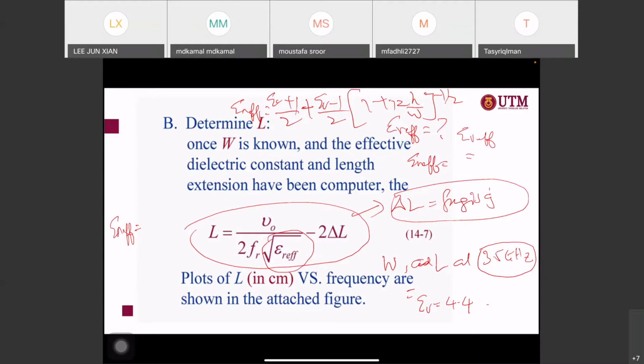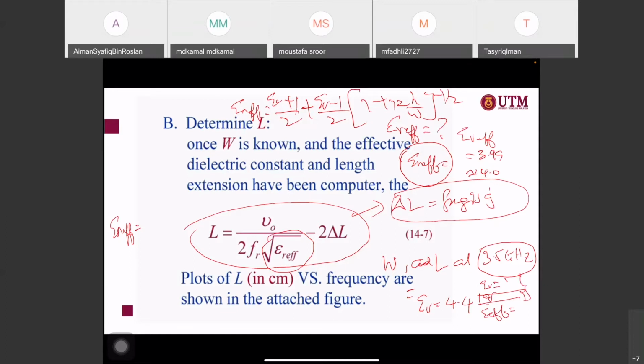3.99. Yeah, I think 3.99, that's more correct. Okay, 3.99 or nearly 4. As you can see here, epsilon R effective usually should be less than your epsilon R. Why? Because this is your substrate, epsilon R, and you have the air here, epsilon R equal to 1. So for the combination of these two, you have to find the epsilon effective. So the value must be less than 4.4.